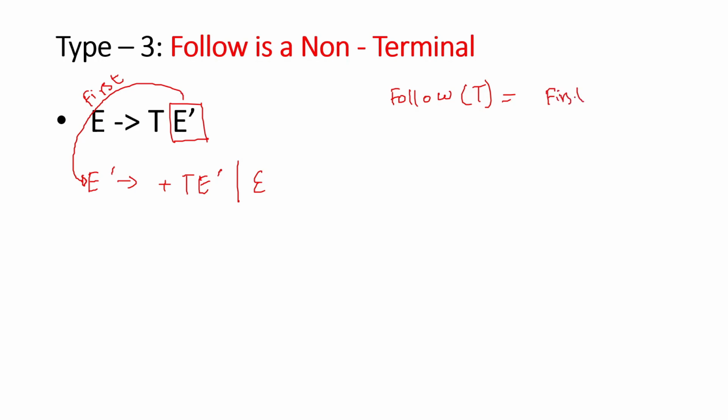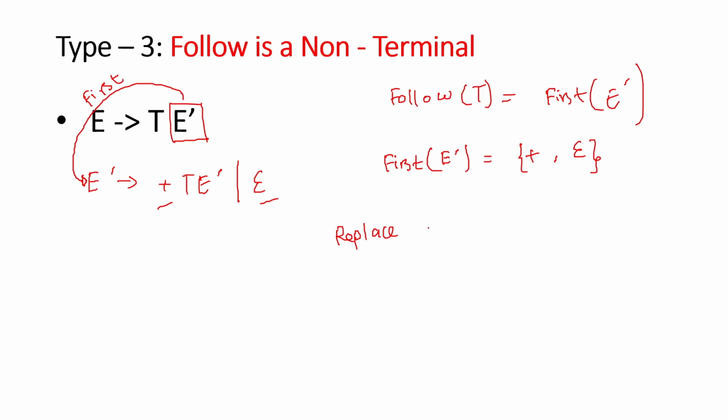That is, I have to find the first of that non-terminal. So what is my first of that? First of e prime. We have learned in our previous video how we can find the first. That is, I have two firsts, this one and this one, and this will be a plus, this will be an epsilon. So I have two firsts for this. Now I have to replace these values with the e primes. Replace e prime with these things.